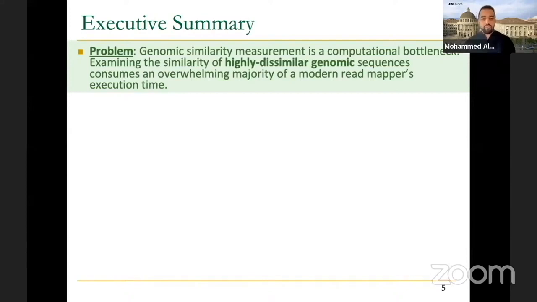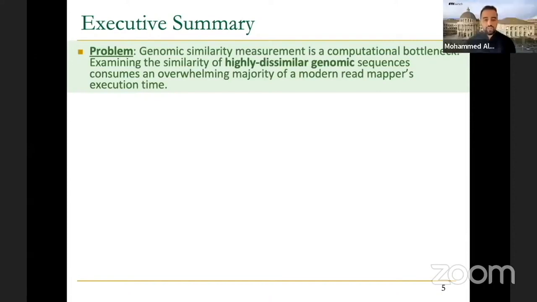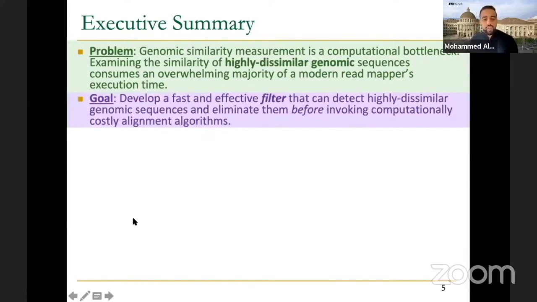We leverage this information: whenever two sequences have too many differences, exceeding that threshold, let's not use this expensive algorithm for these particular genomic sequences. So our goal is to develop a fast and effective filter that can tell us whether the number of edits exceeds a threshold or not. This kind of filter can detect highly dissimilar genomic sequences and eliminate them before invoking this computationally expensive step.